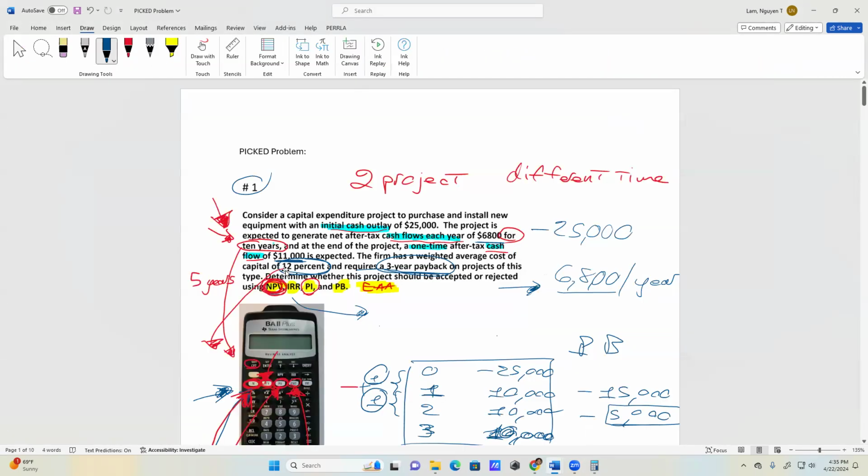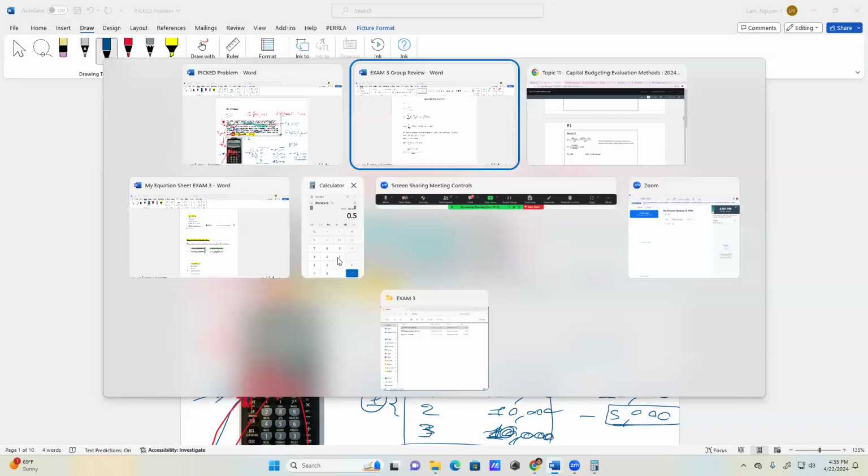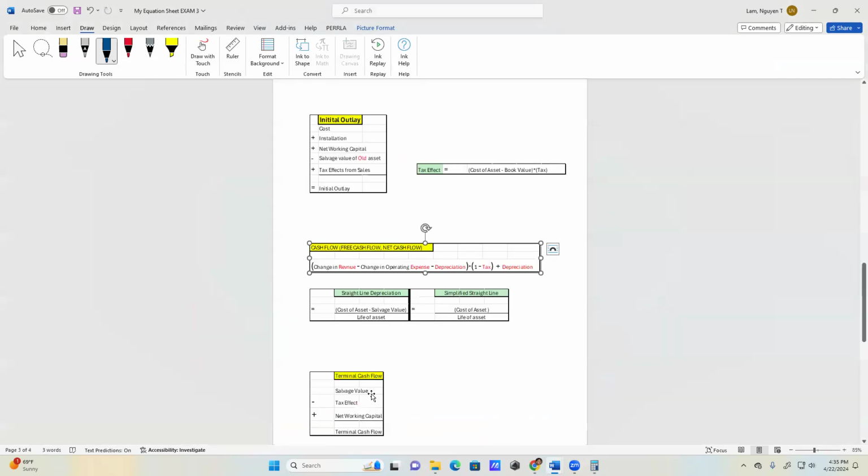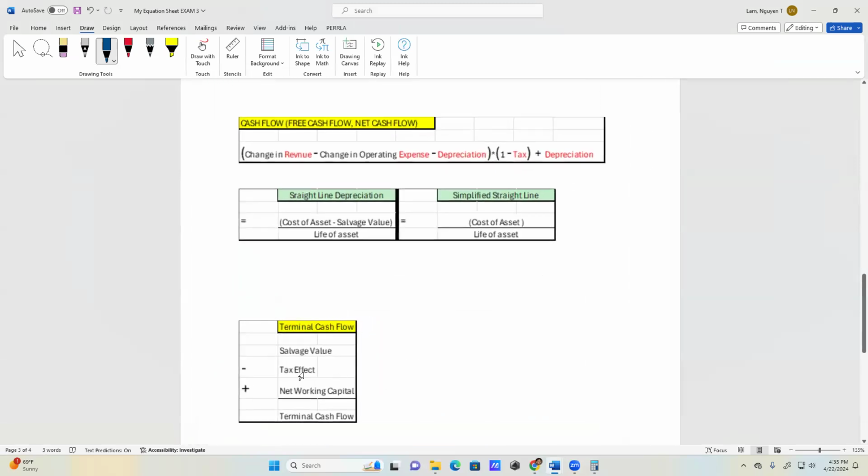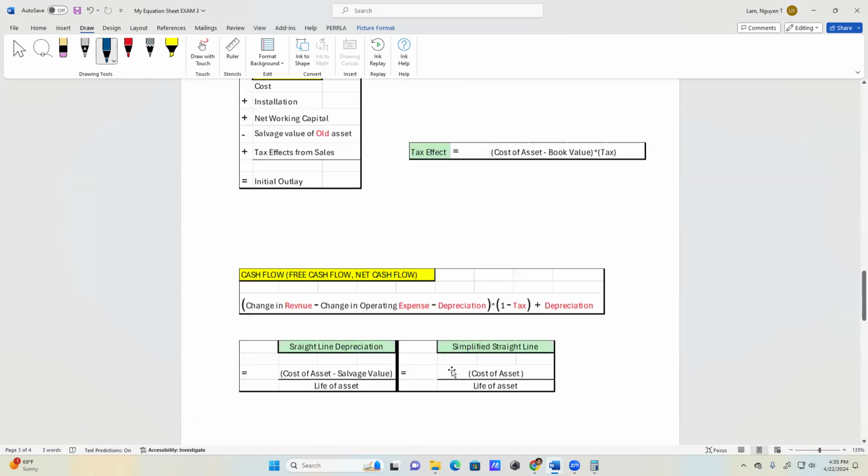the terminal, right here, the one-time after-tax cash flow of 11,000. That is the terminal cash flow right here. This equation will not be given to you on the equation sheet. What else isn't given to you?